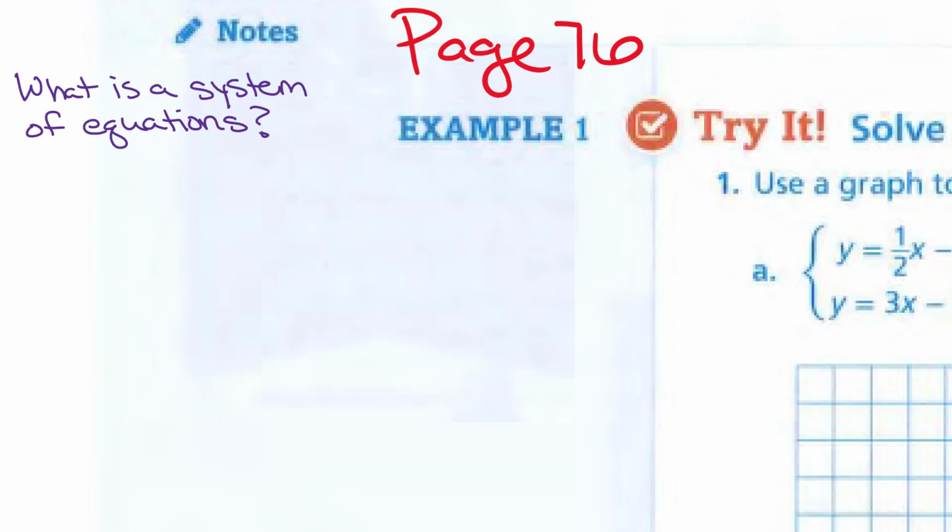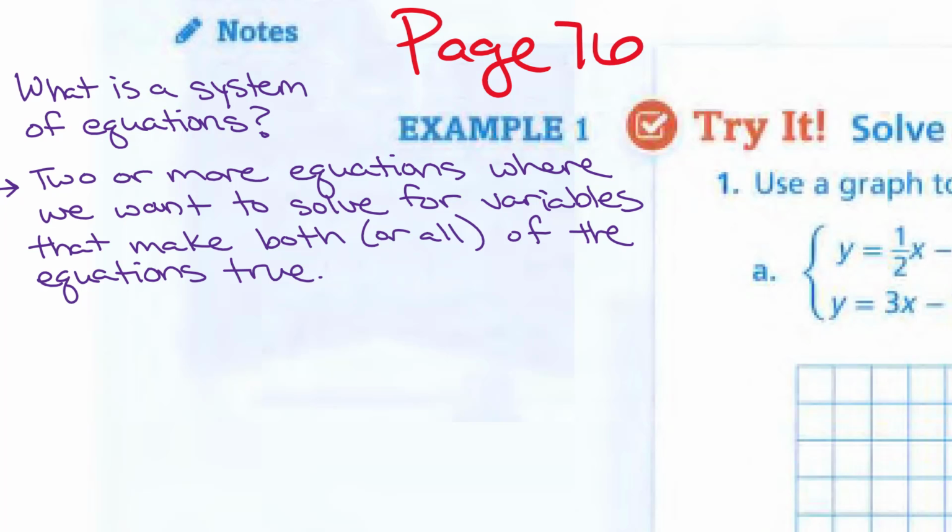So you might be asking, what is a system of equations? A system of equations is a set of equations, so two or more equations, where we want to solve for the variables that make both or all of the equations true. We're just going to be looking at two equations, but later in algebra, you could have more than two, 3, 4, lots more. But for us, we're just going to stick with two.